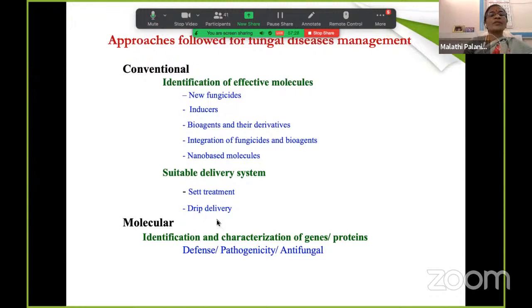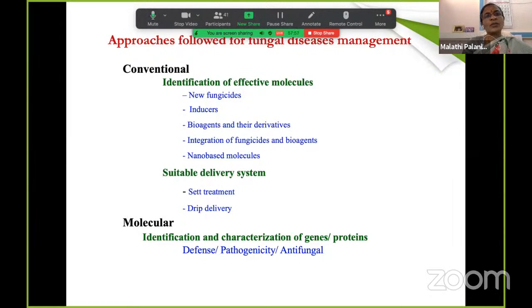Under conventional approaches, we are working on 2 aspects. The first one is identification of effective molecules. It may be a fungicide, inducers, or bioagents and their derivatives, or integration of bioagents and fungicides, and also nano-based molecules. Then we are also working on a suitable delivery system, because it is not simple seed material for treatment. We cannot recommend a simple treatment methodology for sugarcane.